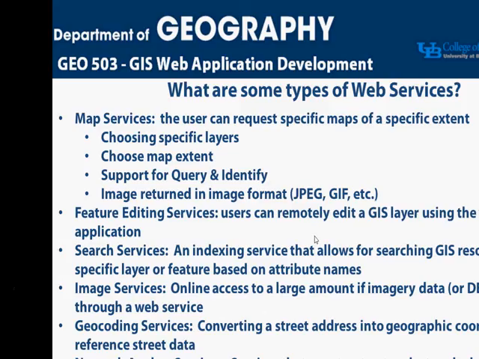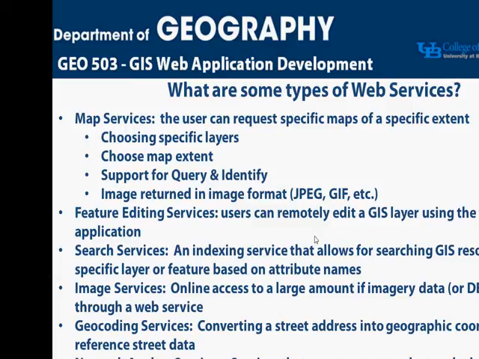You're doing things which I just did, like choosing what layers are on, choosing the map extent. There's query and identify. I didn't do that, but I could have. I can click on things on the map and get information, and a map comes back as a GIF.